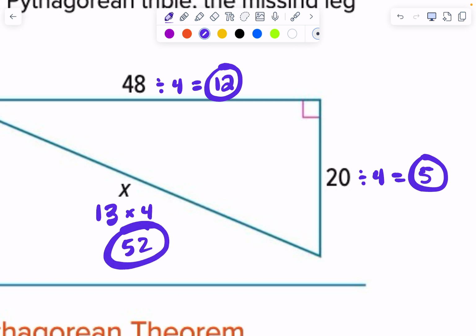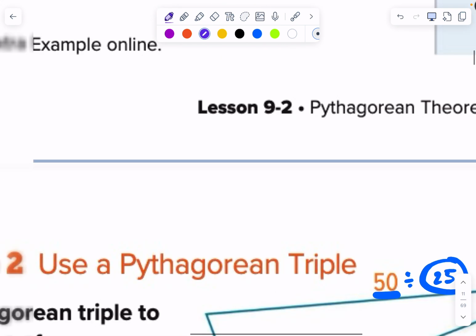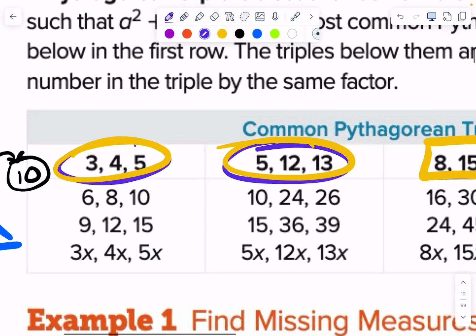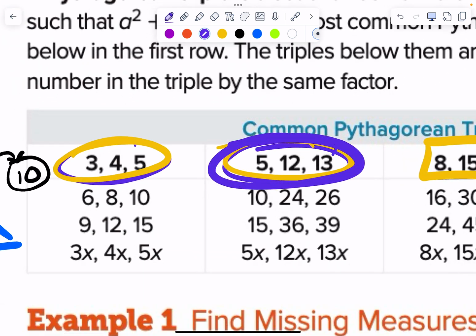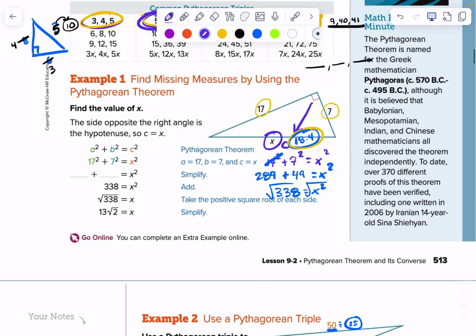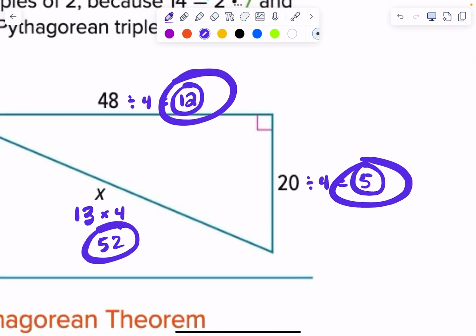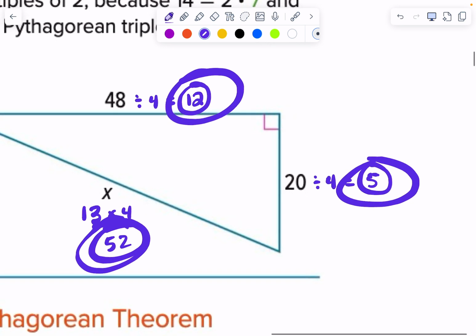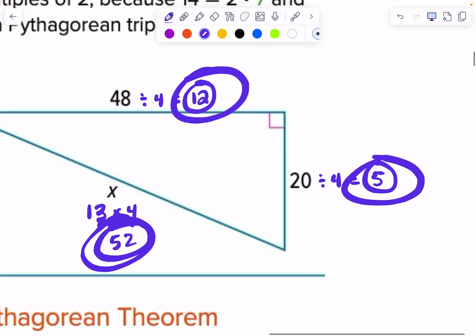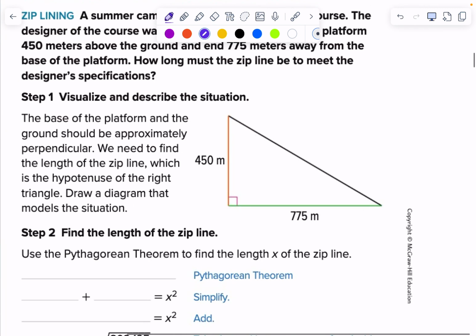Do you see how that works? Because 5, 12, 13 is a triple. It's one of those ones I told you just now to memorize. 5, 12, 13 is a triple. So if one side is 5, one side is 12, the hypotenuse is 13. Got it? Do you see how that works? Yeah, so it's faster. It's just going faster. Okay, I like it.